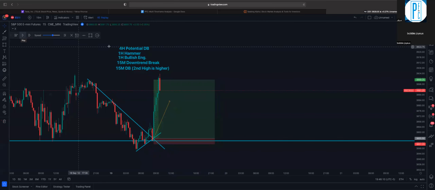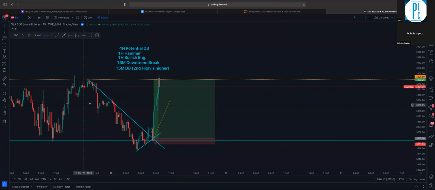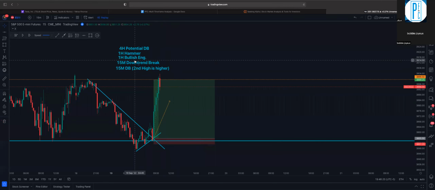There you go. And it touched your target right there on the money. The highest point of the downtrend is your target. Okay. And there we go. It touched your target on the money. You are now exiting this trade, and then go from there.